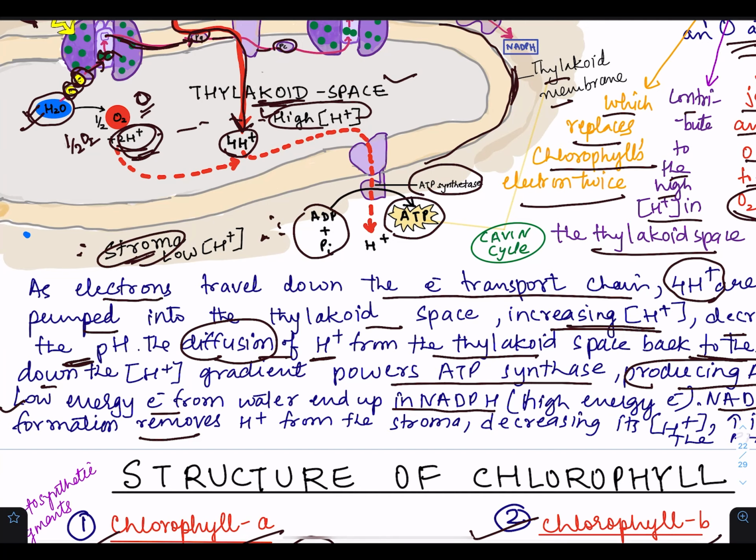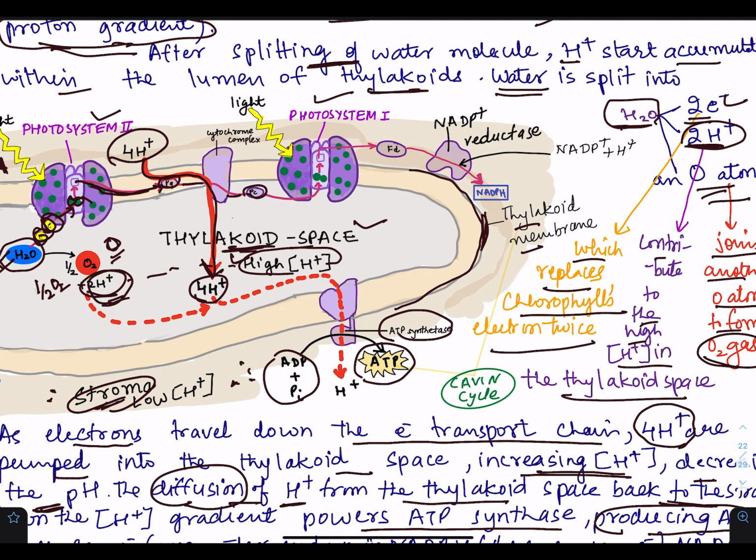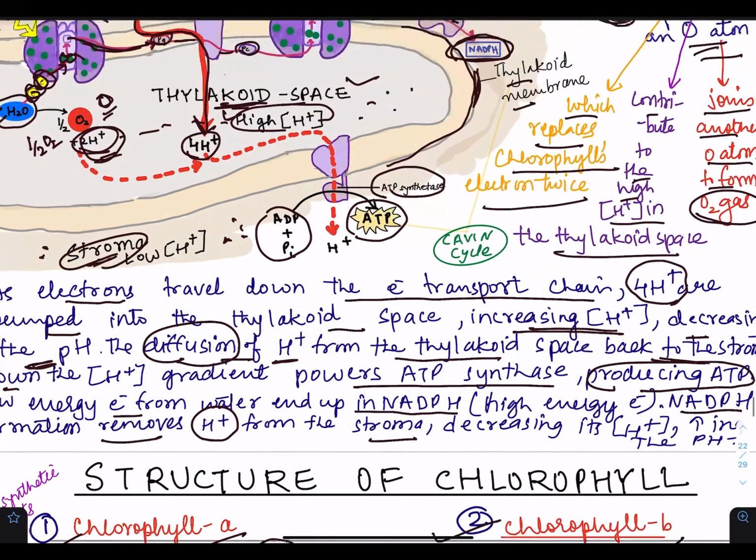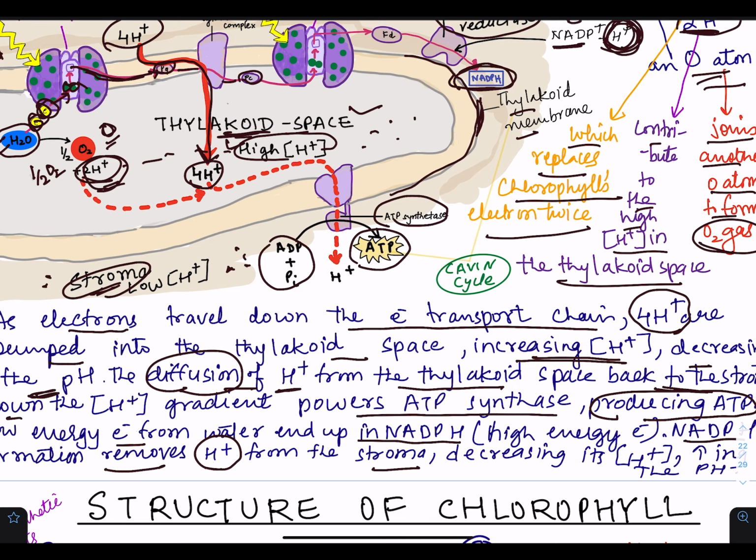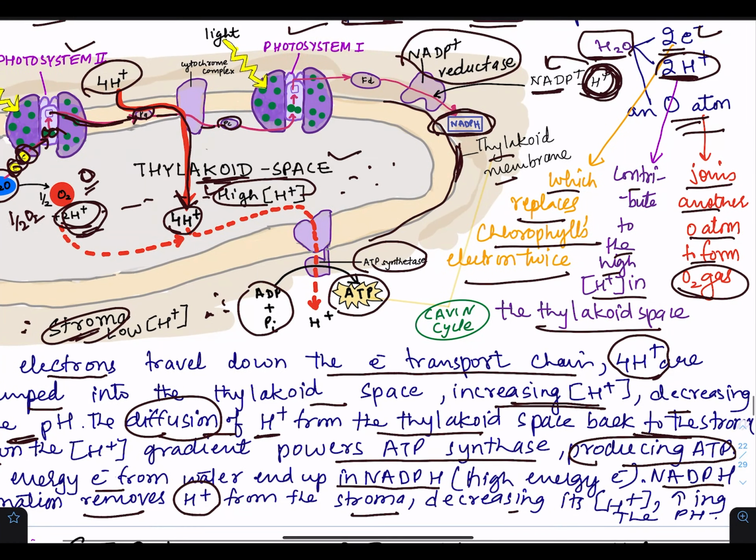NADPH formation removes hydrogen ions from the stroma. See, this is NADPH formation here. How is it formed? By addition of hydrogen ions to NADP via NADP reductase. When these hydrogen ions are added to NADP forming NADPH, what is happening actually? The high concentration of hydrogen ions will decrease because they are used up over here. So it removes the hydrogen ions from the stroma, decreasing its hydrogen ion concentration and increasing the pH.